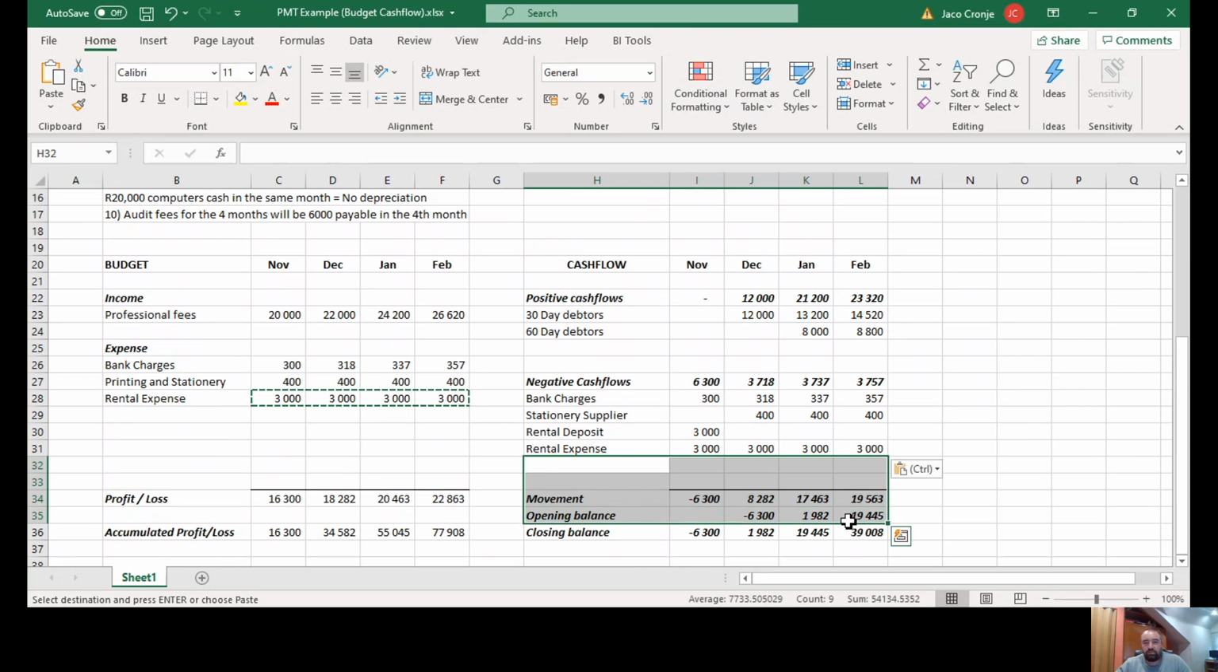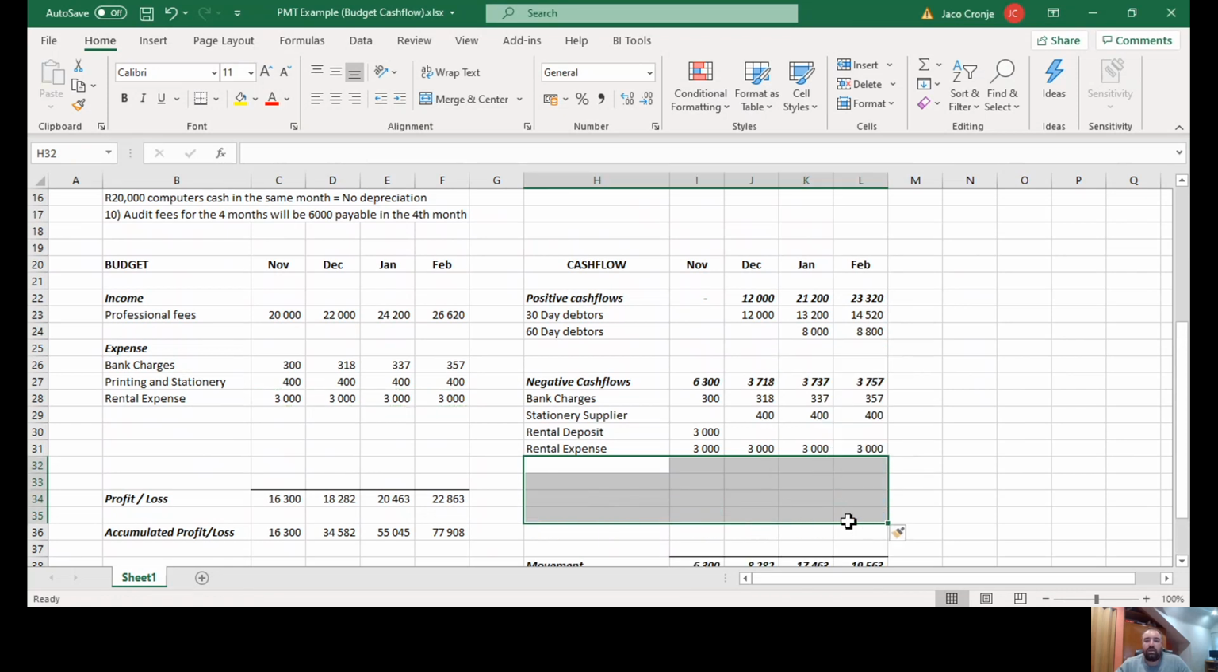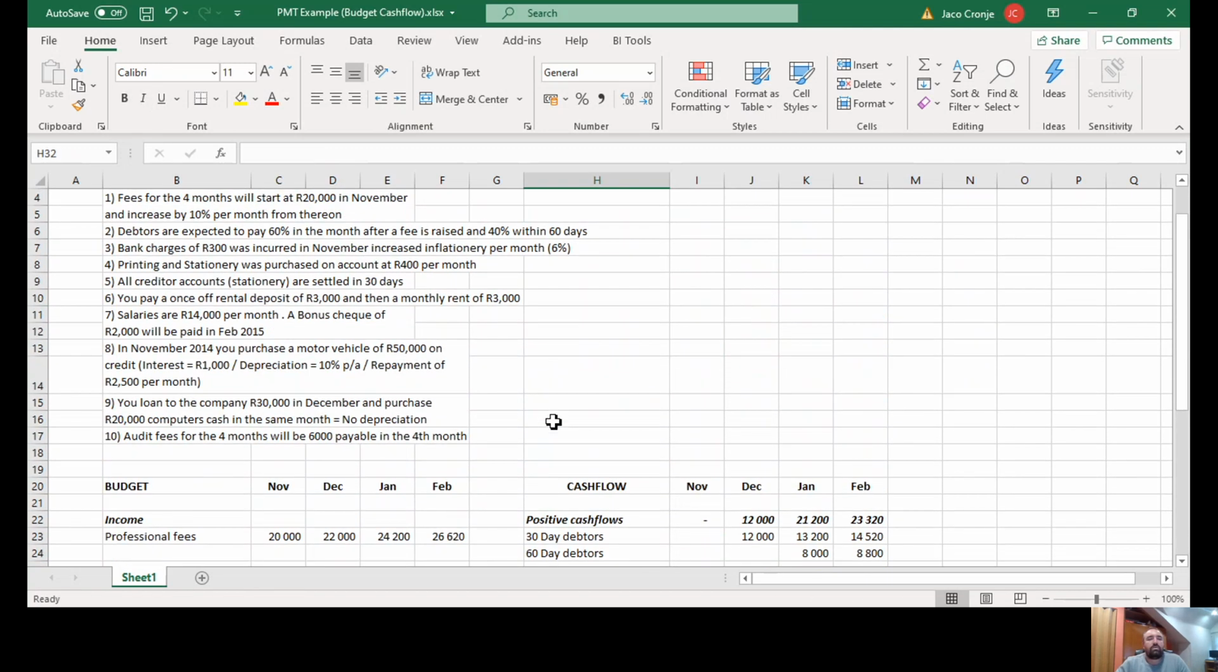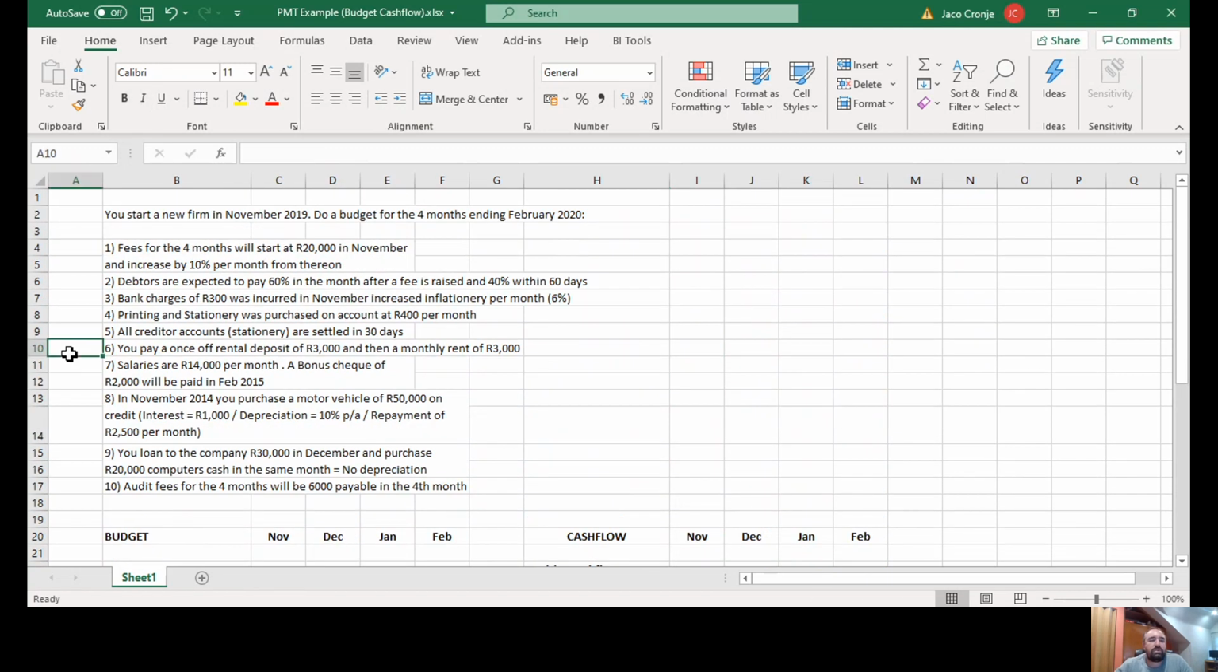I'm just going to add some lines here. I think we might run out. Formulas, yeah, all my formulas are good. Right, so that was the rental deposit and the rent expense.